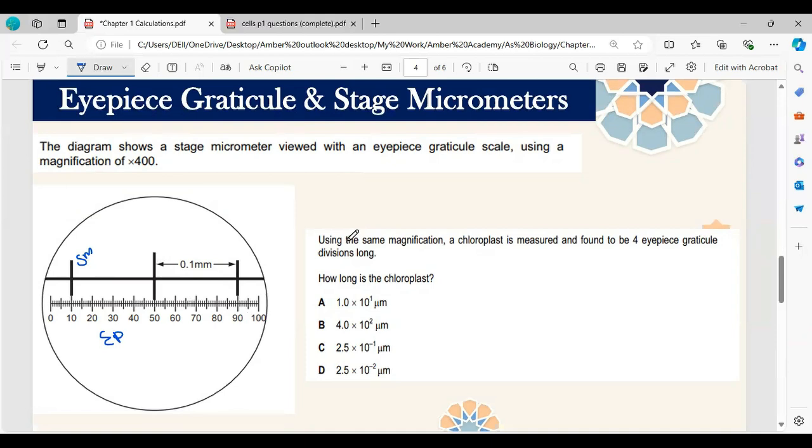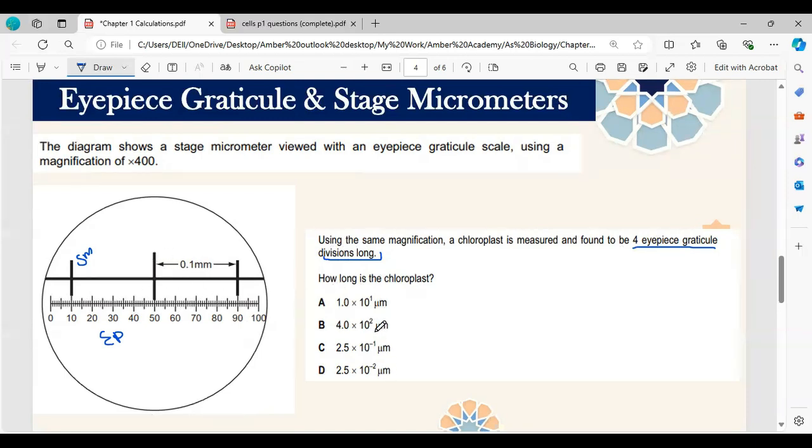So they're asking that using the same magnification, a chloroplast is measured and found to be 4 eyepiece graticule divisions long. So they're saying that they measured the chloroplast and it is 4 eyepiece graticule divisions long. So somewhere here it belongs. They're asking how long exactly the chloroplast is. So basically they have given us the eyepiece graticule units. Now they're asking us the stage micrometer. They are now asking us the magnitude on the stage micrometer.